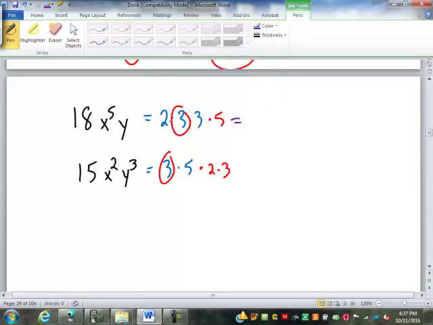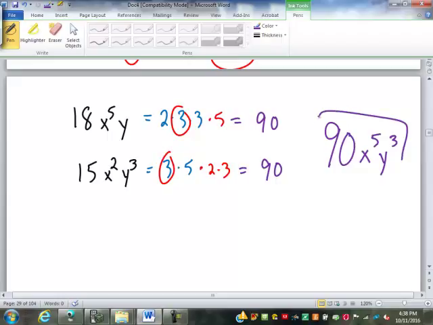So I'm going to multiply that out. 2 times 3 is 18, times 5 is 90. Same over here. 3 times 5 is 15, times 2 is 30, times 3 is 90. So 90 is the number. What do we do with the variables? For each variable we take, it's either the highest power or the lowest power. Which one is it? It's the highest. So x to the 5th and y to the 3rd. Remember, for greatest common factor, we take the lower power. If it's least common multiple, we take the higher power.